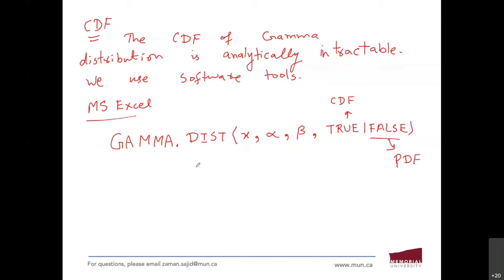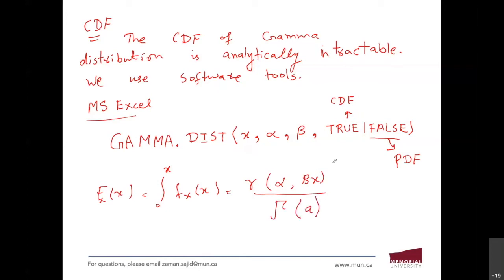Now, just for your information, it is not part of your curriculum. The CDF is basically F of x, where we integrate from 0 to x of f of x, so alpha into beta of x over the gamma function of alpha. Now this is the formula for the CDF. That's not part of your curriculum, but I just want to write it down for you.